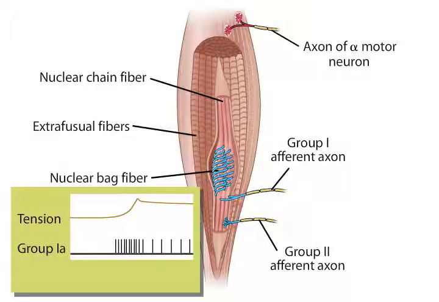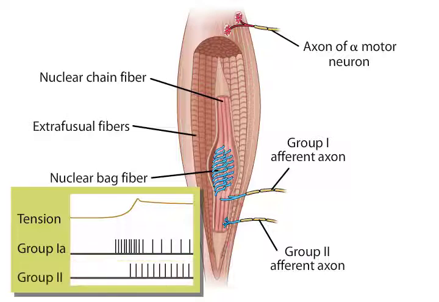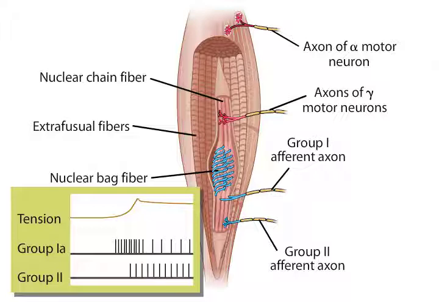Group 1A afferents, which preferentially innervate nuclear bag fibers, respond phasically to small stretches, while Group 2 afferents, which innervate both fiber types, signal the level of sustained stretch by firing tonically in proportion to the degree of stretch. Small gamma motor neurons modulate the level of excitability of the muscle spindles.